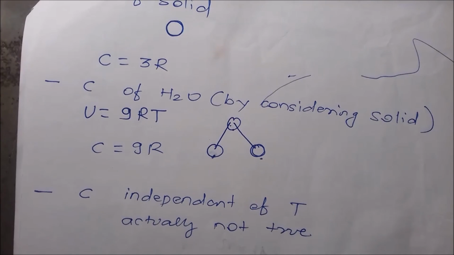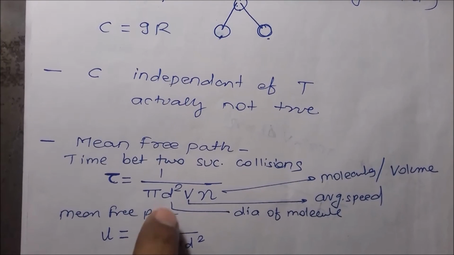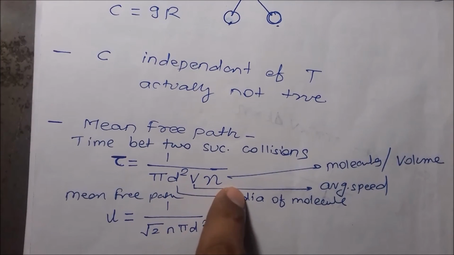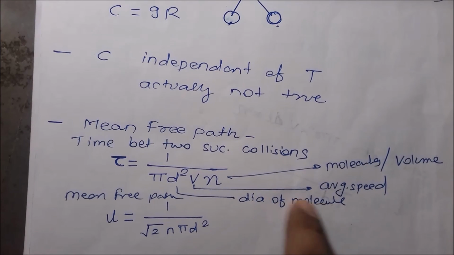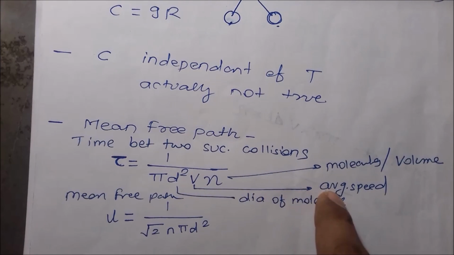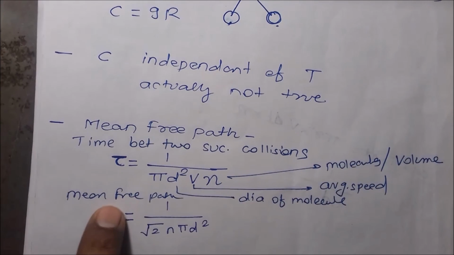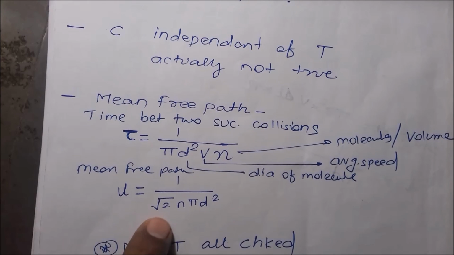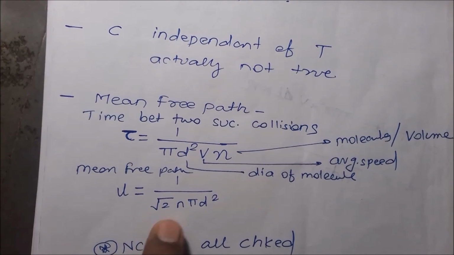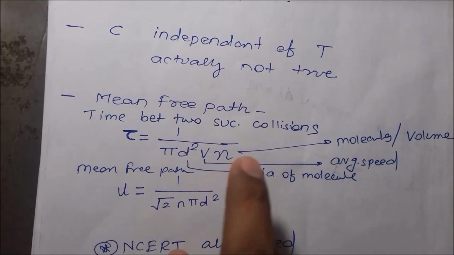Then tau. Tau is the time between 2 successive collisions. Its formula is 1 upon pi d square v into N. d is the diameter of the molecule. v is the average speed. N is molecules per volume. And the formula for mean free path is 1 upon root 2 N pi d square. N, pi and d, their meanings are the same as this one.